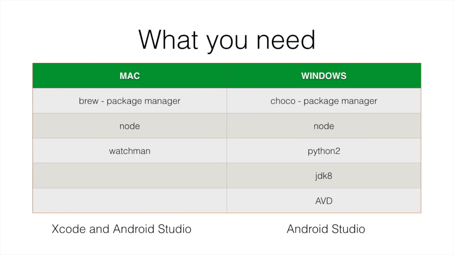For Mac, you need Brew installed, and for Windows, you need Choco. These are package managers that you use to install Node, Python 2 for Windows, JDK 8, and for Mac you install Node and Watchman. And one thing also you should note, on Windows you can only develop for Android. On Mac you can develop for both Android and iOS. So for Windows you can download Android Studio.